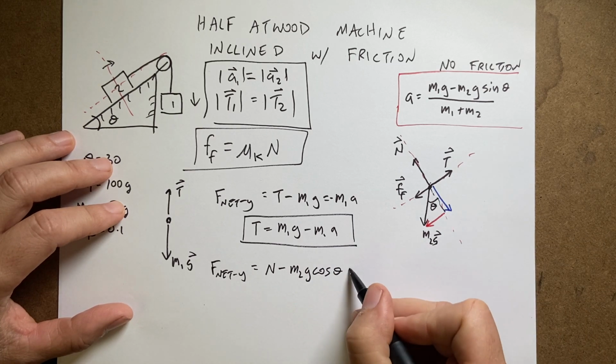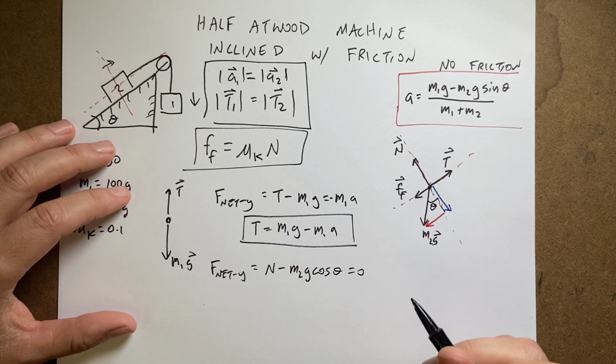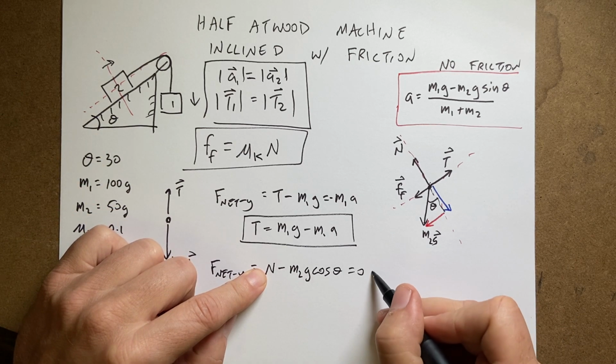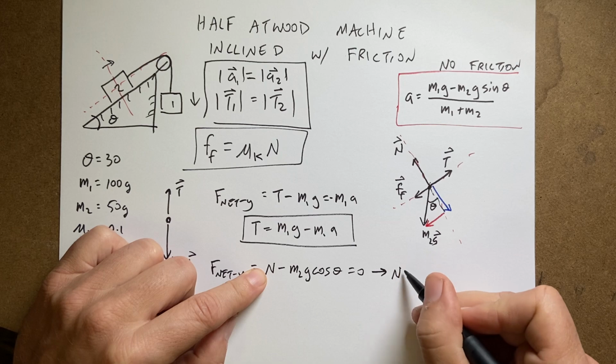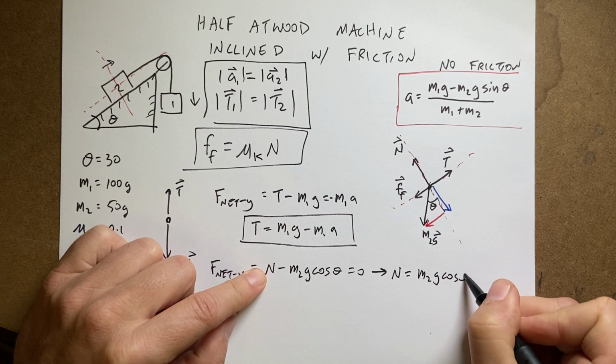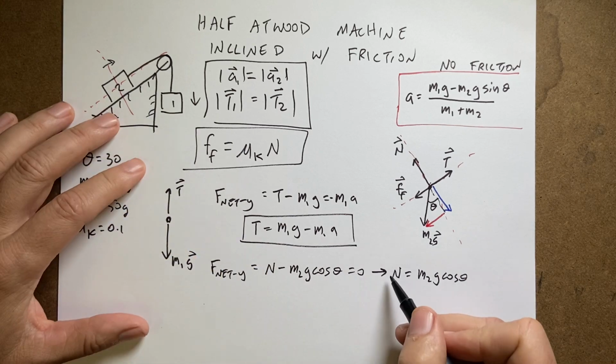And that's it. And in fact, I'm going to need to get the value for the normal force because I need that for the friction. So I'm going to say n equals m2g cosine theta. I just added that to both sides. So that's that.